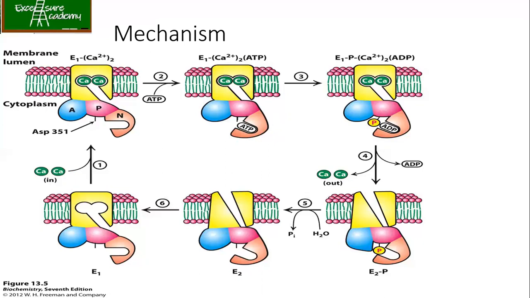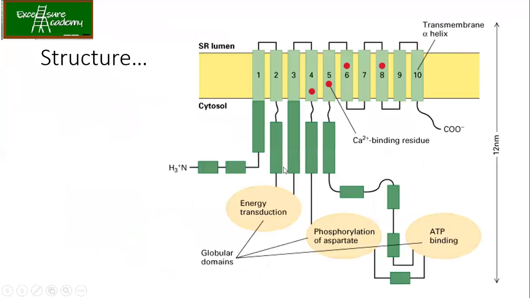Ma'am, in the first figure, what does the A stand for? Where? The blue color structure. Okay, this is again your domain, alpha domain, I think. This is the alpha subunit I was talking about, right? I'll show you here. See, you have got this energy transduction, phosphorylation of aspartate and ATP binding site.